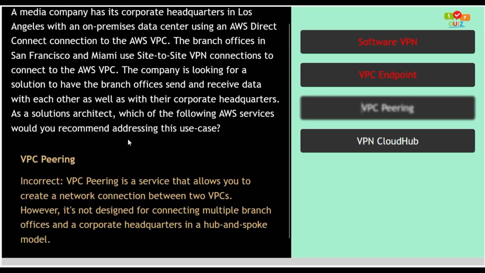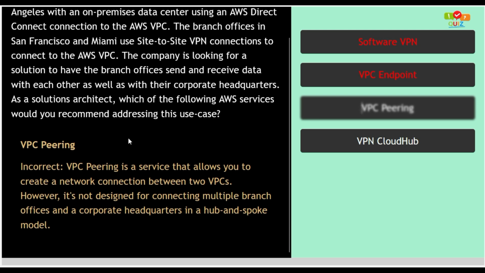Option 3, VPC peering, is also incorrect because VPC peering is a service that allows you to create a network connection between 2 VPCs. However, it's not designed for connecting multiple branch offices and a corporate headquarters in a hub and spoke model. So option number 3 is the wrong answer.